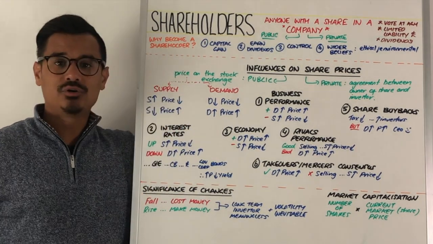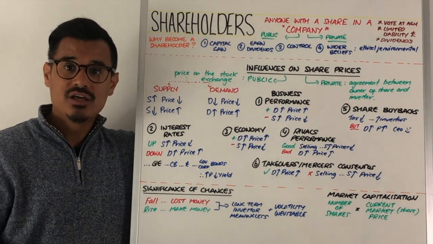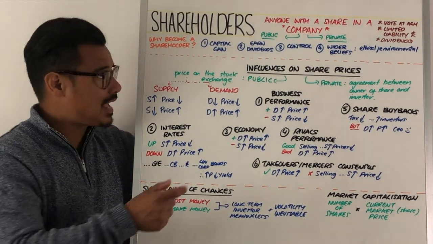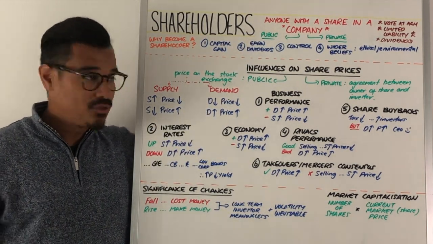Now, why become a shareholder? Reason number one, capital gain. You want to buy the share with hope that the value of that share increases, so you have made capital gain. Number two, earn dividends. You might want to get that cut of the profits.